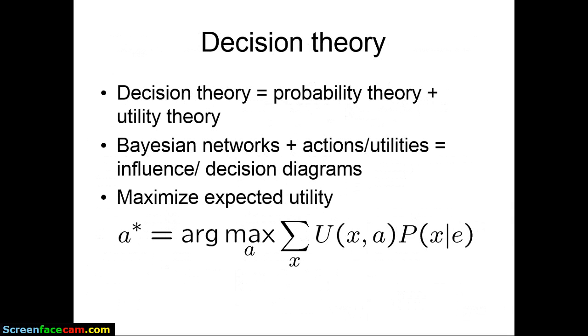Decision theory. Decision theory is a combination of probability theory and utility theory. Bayesian networks plus utilities is equal to influence or decision diagrams. We have to maximize the expected utility to gain high performance, which can be stated as A star is equal to argmax over A of the summation over all the possible combinations of X, of the joint utility of X comma A into probability of X given E, where E is the evidence and A is the action.